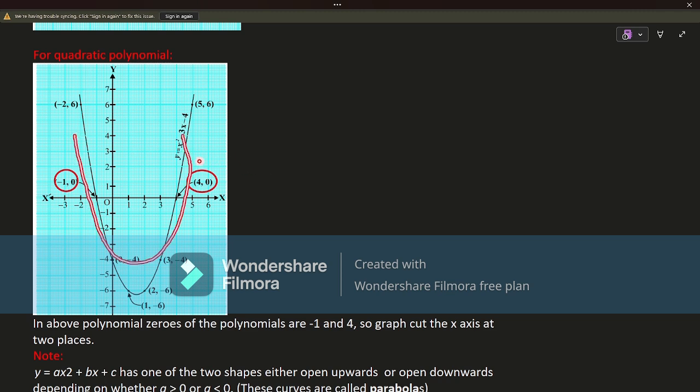For example, just imagine if the polynomial is minus 4x square minus 3x minus 4. What is the value of a here? By comparing this form, minus 4x square means the value of a is minus 4. So the value is less than 0, and we get the graph in reverse U-shaped form.